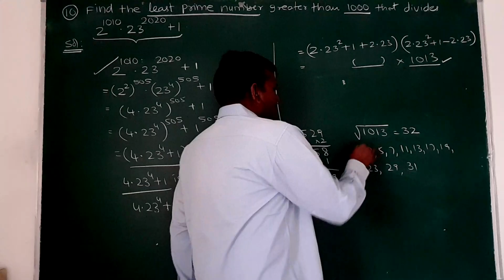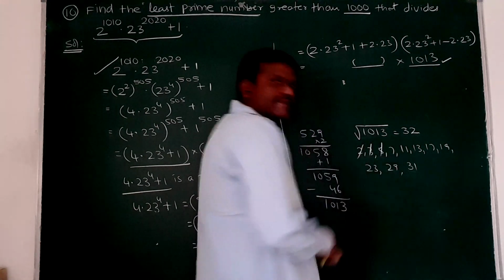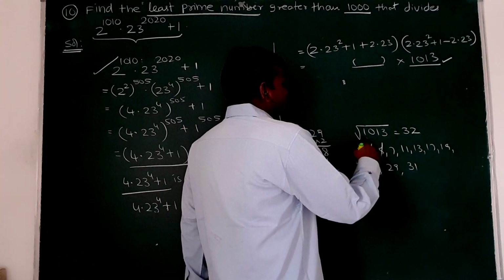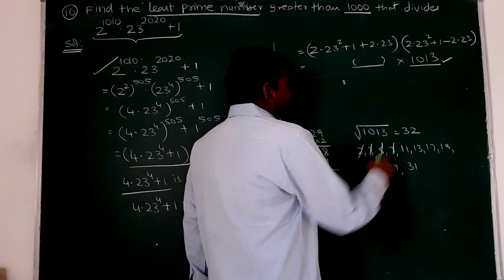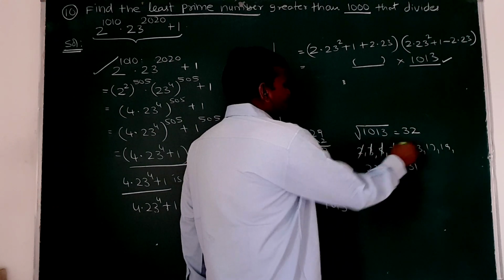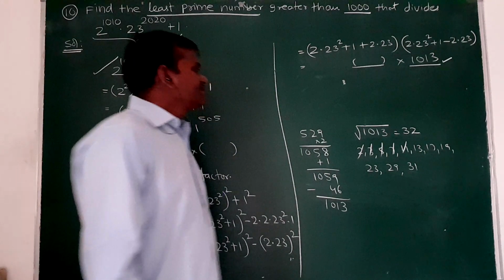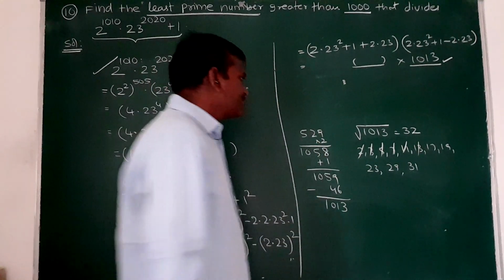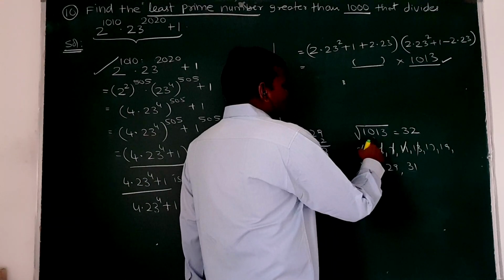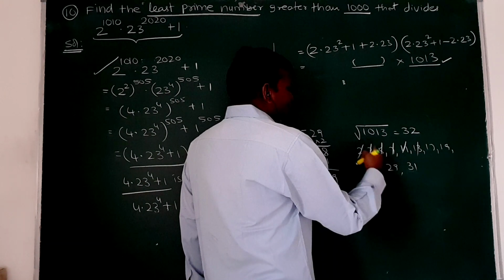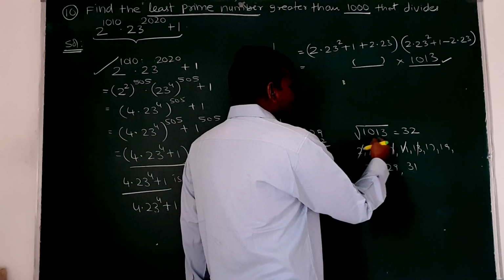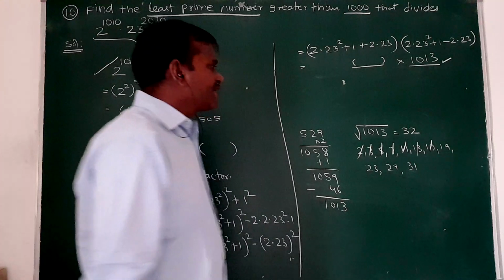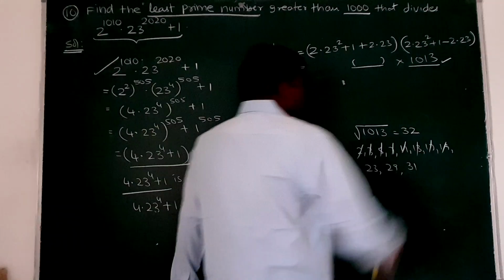So the 2 table is not possible, the 3 table is not possible. Then the 7 table: 7 ones are 7, 31 not possible. 11 table: 99 and 110 not possible. 13 table: 91 and 104, so 1013 is not possible here. If it were 104, it would be divisible by 13. 17 table: 5 17s are 85, 6 17s are 102, only 5 times it will go, 163 not possible here. Then the 19 table: 5 19s are 95, so 63 again is not divisible.